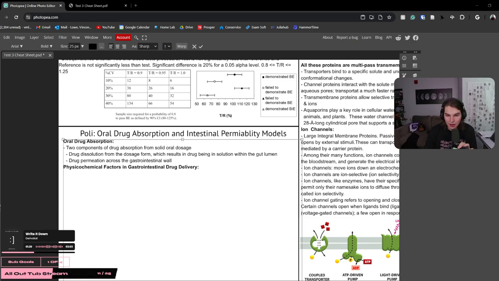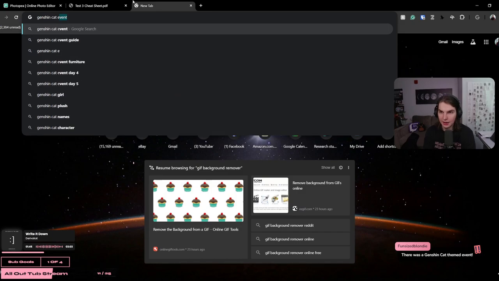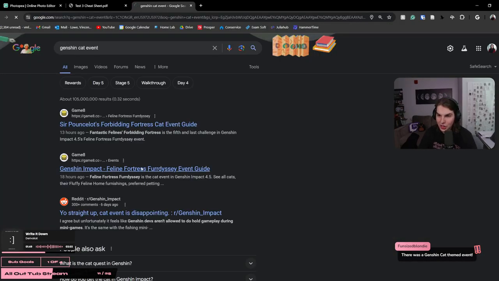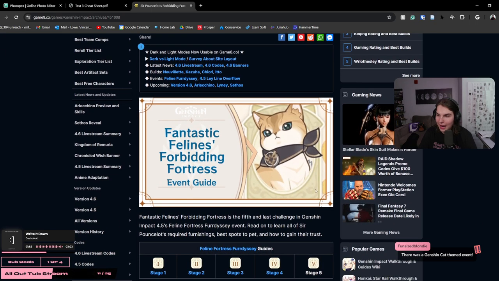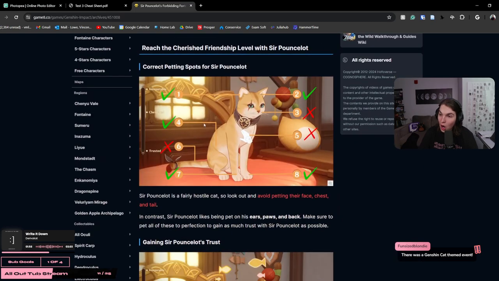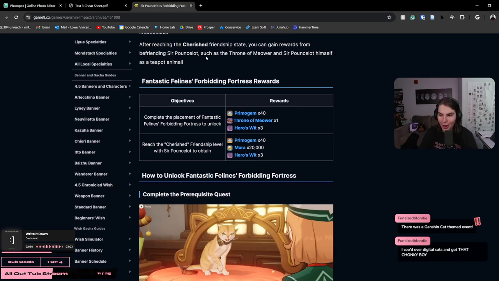What does it say? They were last playing Just Chatting. Poggies. I don't know if that's actually correct. I need to fix my shout-out bot. I think it's still messing up. I will have you confirm. There was a Genshin cat event. Sir Pounce. I love this so much. This is so cute. I cooed over digital cats and got that chonky boy.